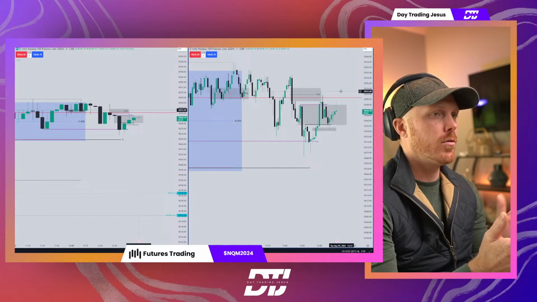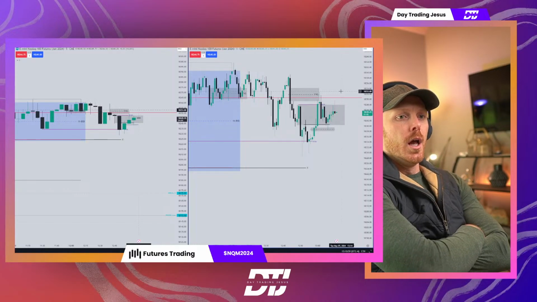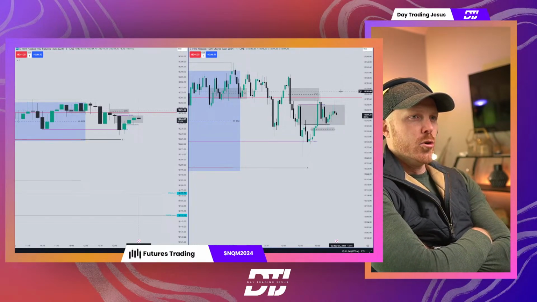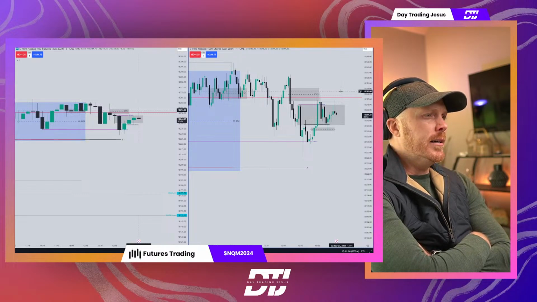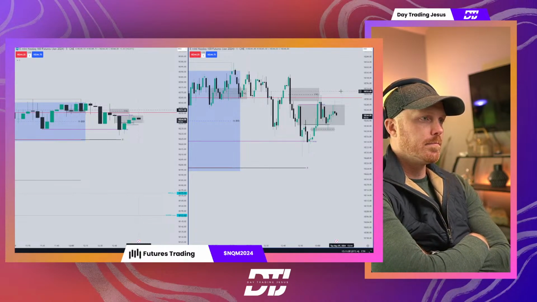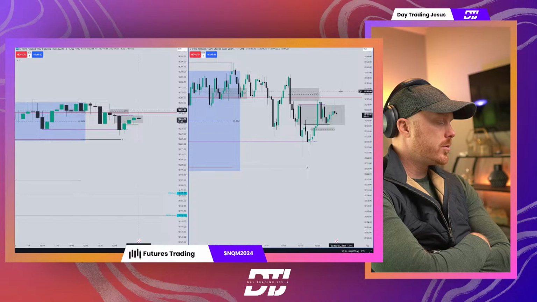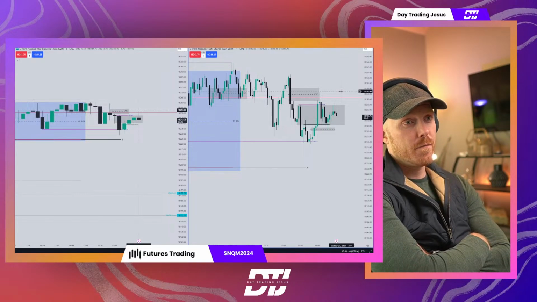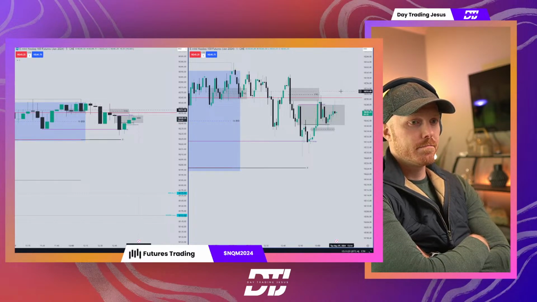I just don't have the conviction, so I'd rather wait for a higher conviction trade idea than gamble and lose. That's just the honest truth. I don't feel conviction that it's going to play out.